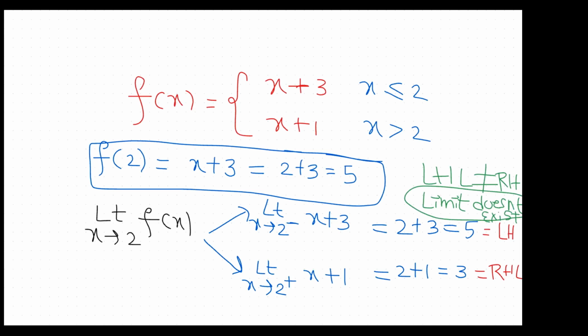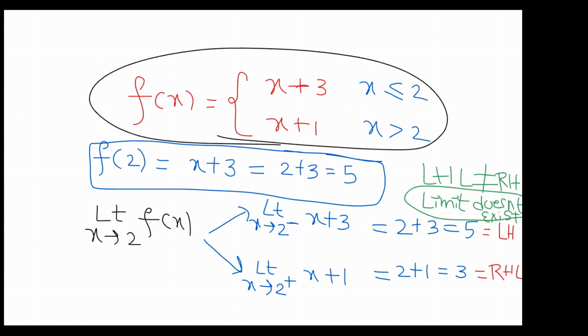So how to draw the graph for this? Graph is important. That will give you clarity on the concept also. Nothing, you have to draw both the lines. What are the 2 lines we have? y equal to x plus 3 is one line. f of x you should call it as y, right? Another line is y equal to x plus 1.